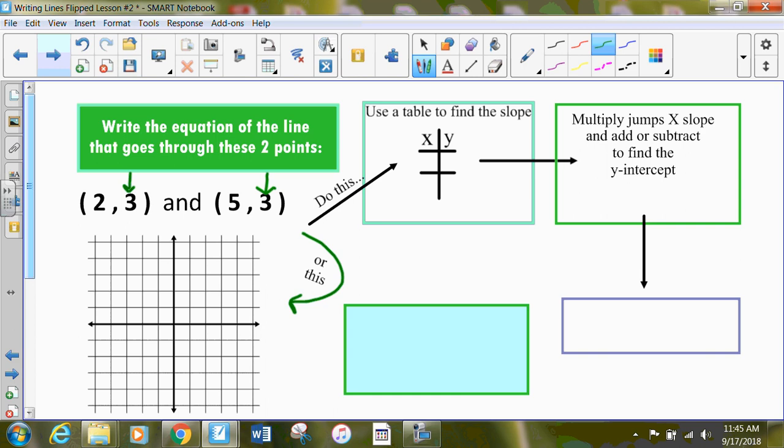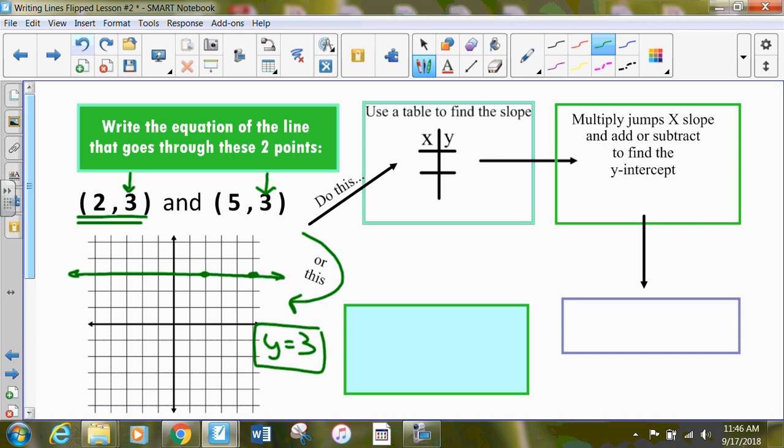If we graph this point 2, 3, that'd be over 2, up 1, 2, 3. There we have it. That's the point. If we graphed 5, 3, we'd go over 5, 1, 2, 3, 4, 5, up 3. And if we connected those 2 points, okay, let me try a little bit better there. If we connected those 2 points, we know the name of this line, right? 1, 2, 3. The name of this line is y equals 3. So that's the fastest way to do it.